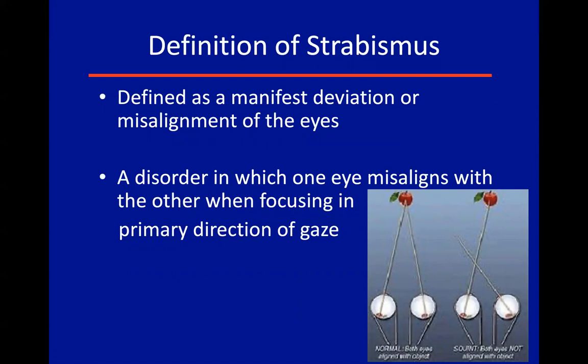Let's show you the normal. Here's the normal. There's an object here. This eye sees this object. This other eye sees this object. So technically they meet together at the object. So this is what we call alignment. These 2 eyes are actually aligned.